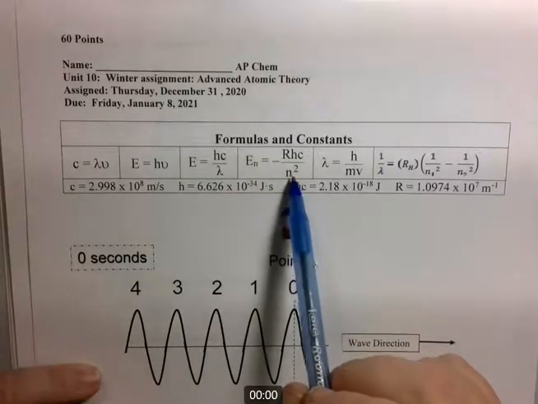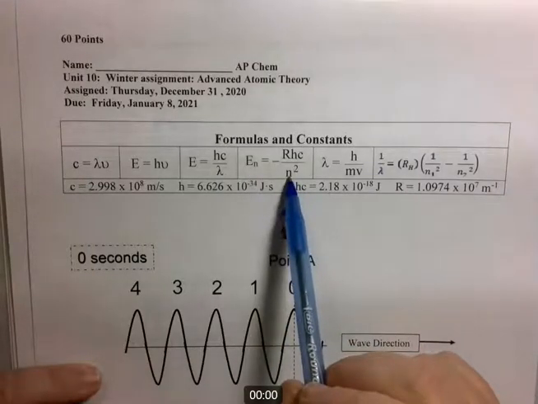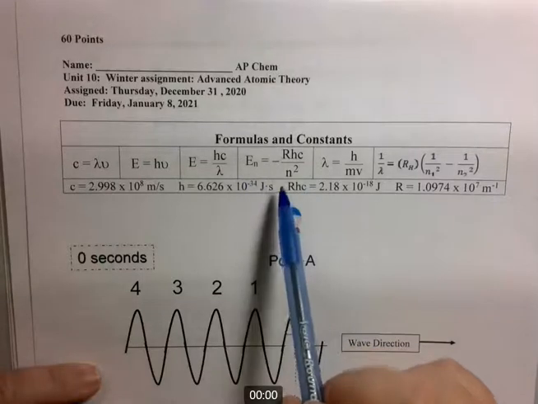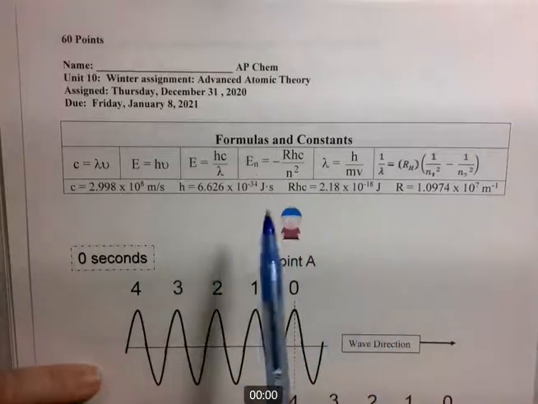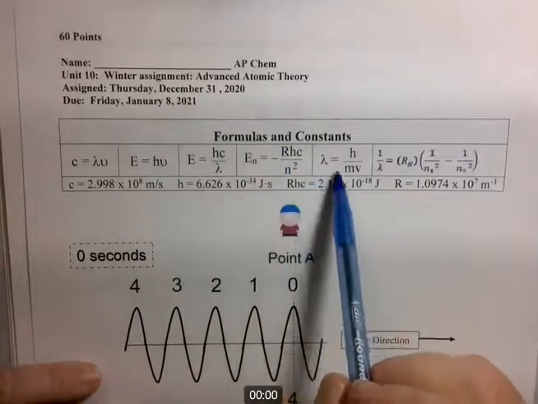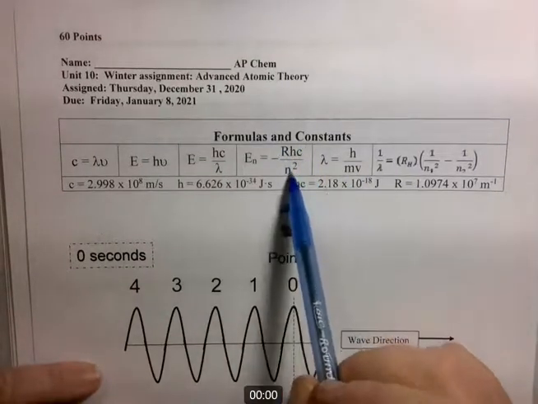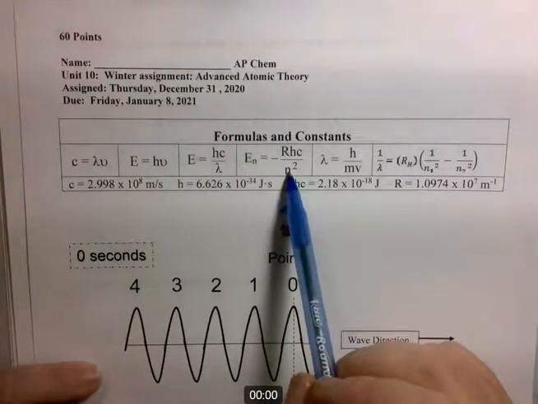So what's the energy in a first orbital electron? What's the energy in a second orbital electron? What's the energy in a third orbital electron? That's all it tells you. So you basically take this constant, this number right here, and divide by, let's say you wanted to know the energy of an electron in the third orbital, you would just plug in 3.